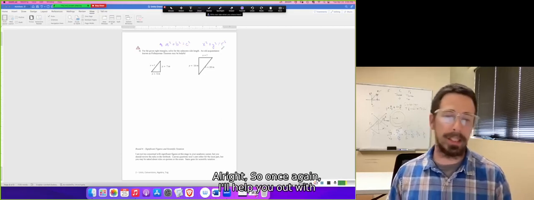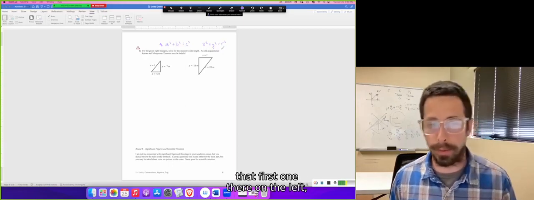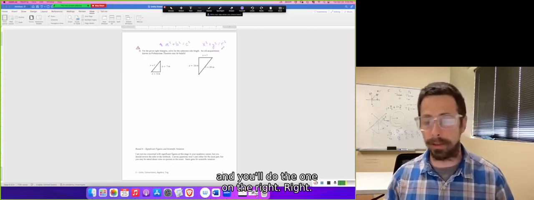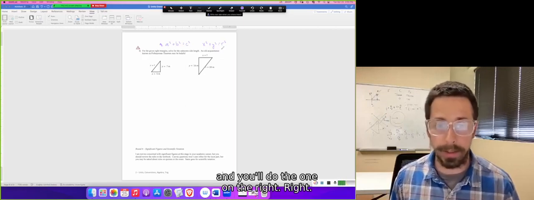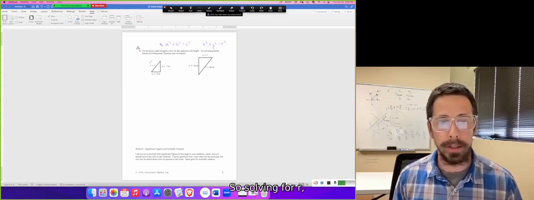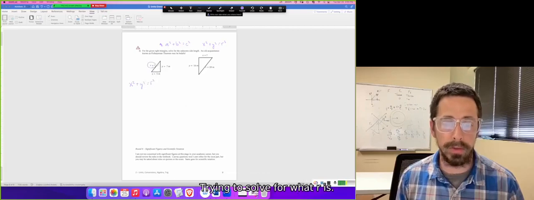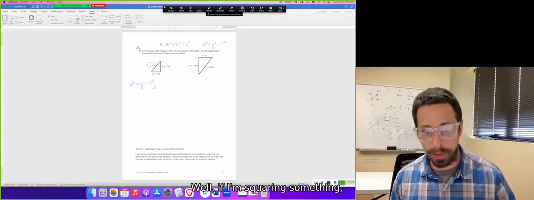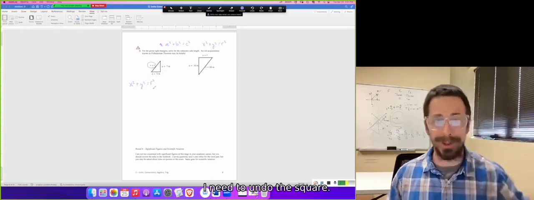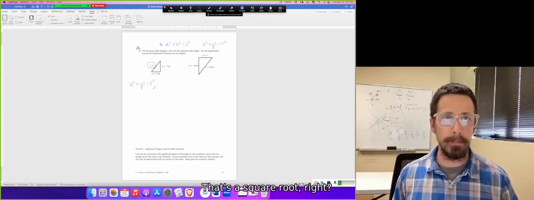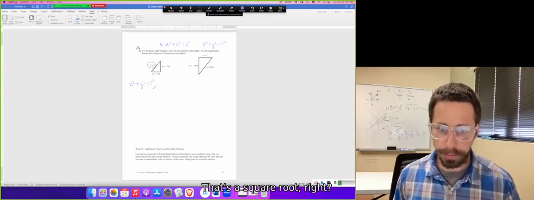All right, so once again, I'll help you out with that first one there on the left, and you'll do the one on the right. So solving for r, given the sides x and y. So x squared plus y squared equals r squared, trying to solve for what r is. How do I get r by itself? Well, if I'm squaring something, I need to undo the square. That's a square root.